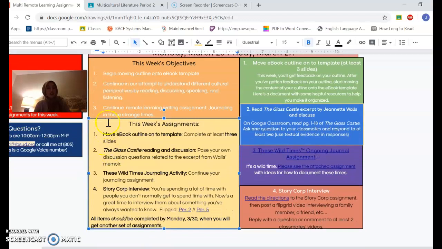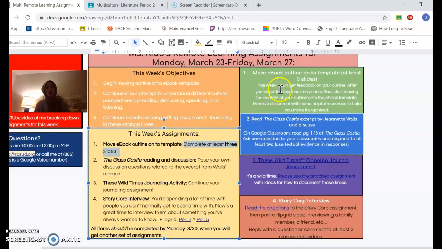So the first thing that you're going to do is move our ebook outline onto our template. Okay, and I want you to complete at least 3 slides. This week you're going to get feedback on your outline. After you've gotten feedback, so just check your outline. I think you get notifications when I have a comment. Check your outline, and start moving the content of your outline onto the template.